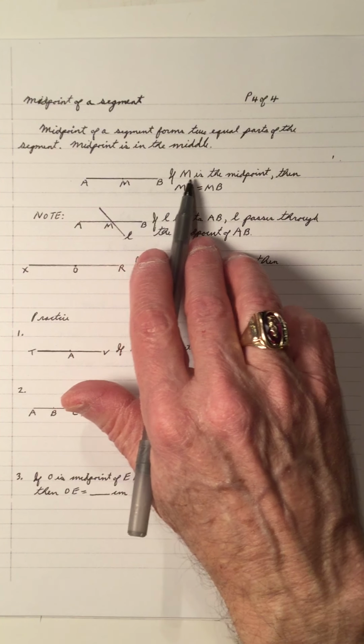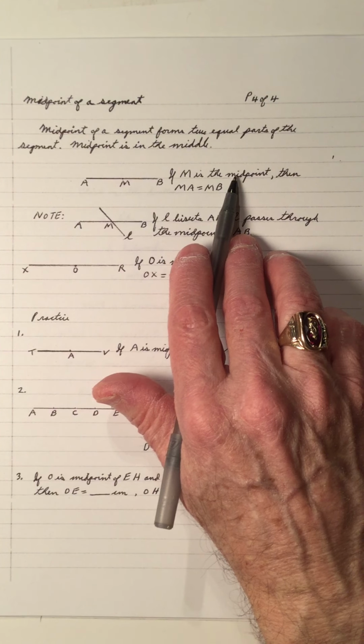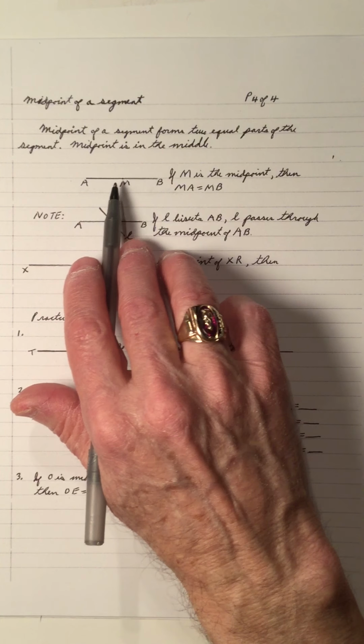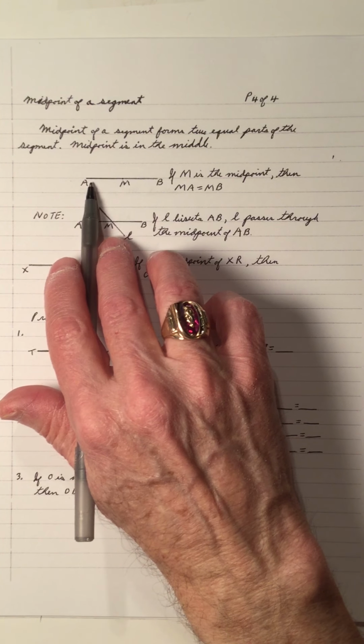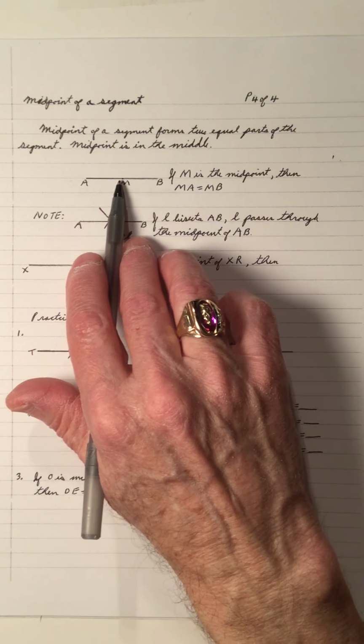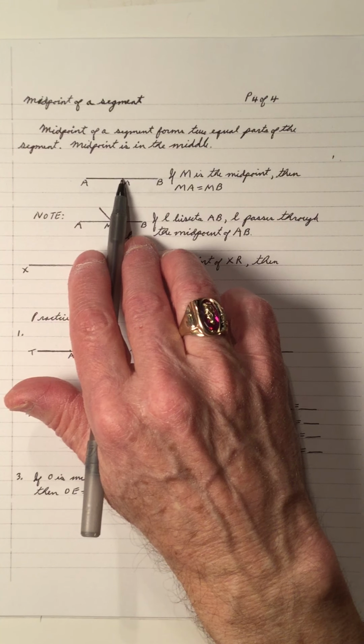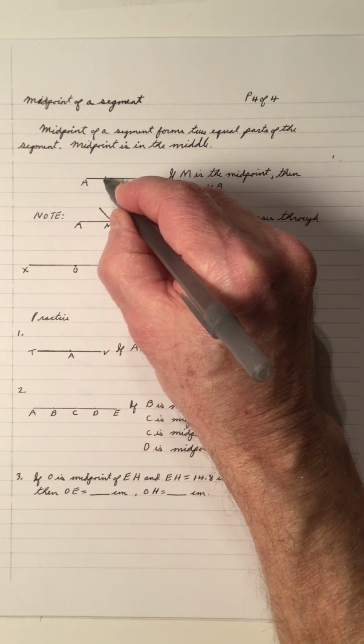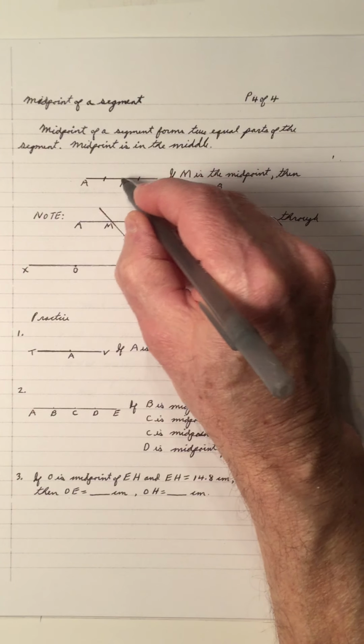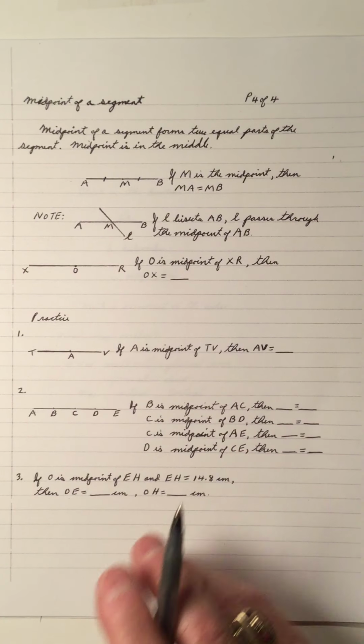So if M is the midpoint of this segment, then that means that MA equals MB. So if that's a midpoint, that's in the middle, then these two segments are equal. So MA equals MB. A midpoint is in the middle.